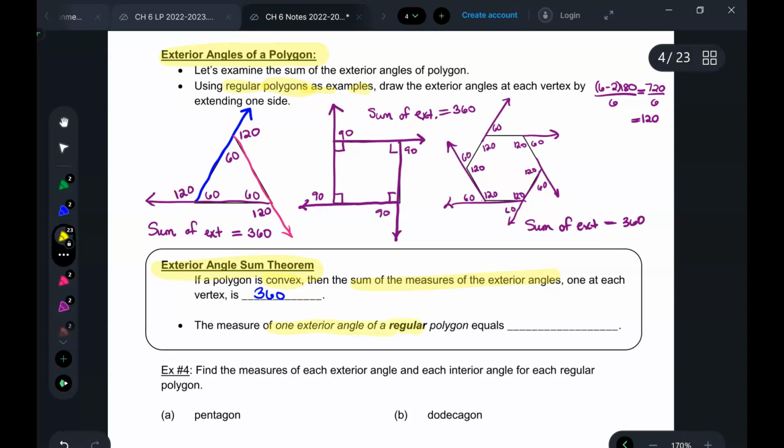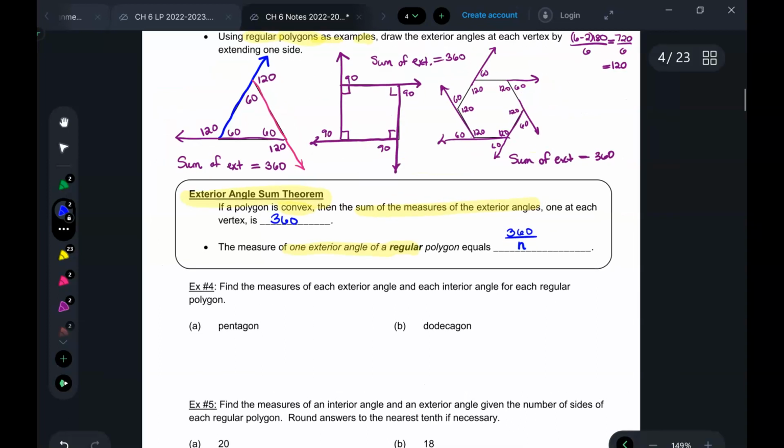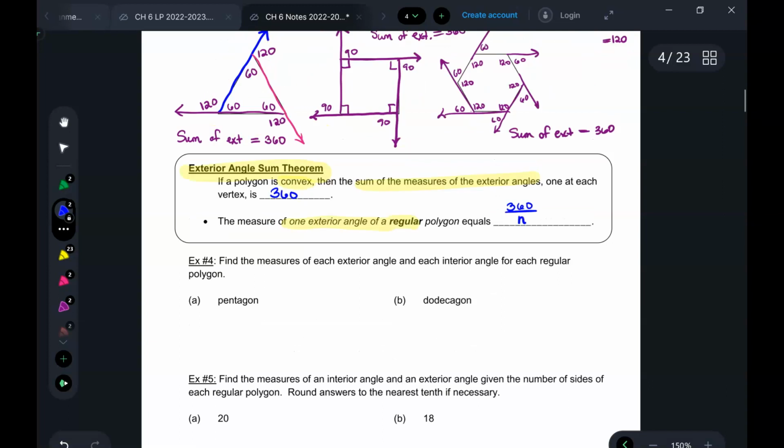Okay. What if we want to find one exterior angle? Well, what's the sum of the angles? And if I just divide by how many sides? Like take a triangle, for example. If all the angles on the outside have to add up to 360, 360 divided by 3 gives us 120. Isn't it easier to find the exterior angles then? Yes. Bingo.